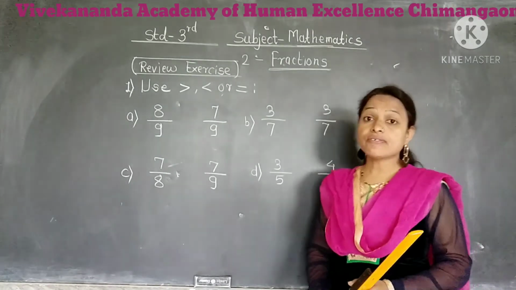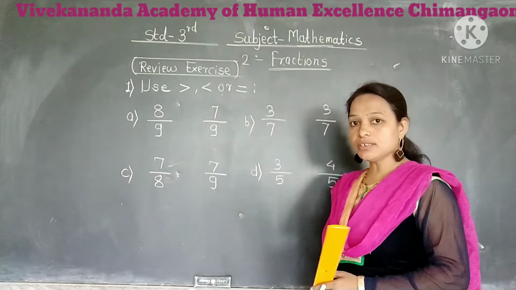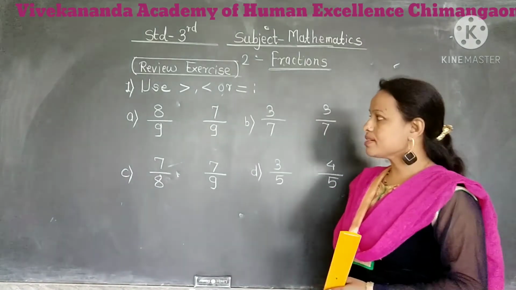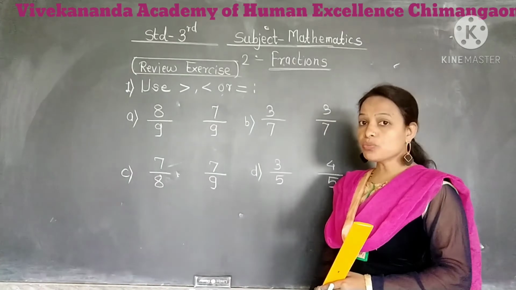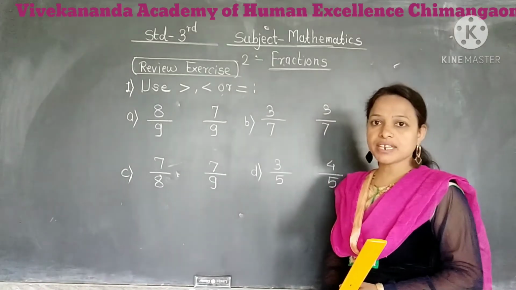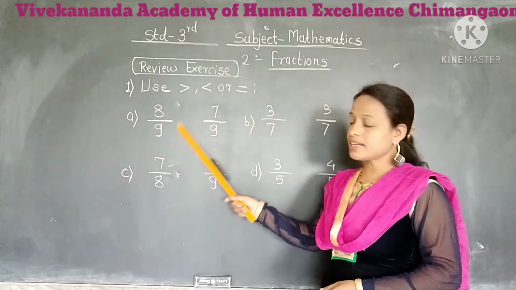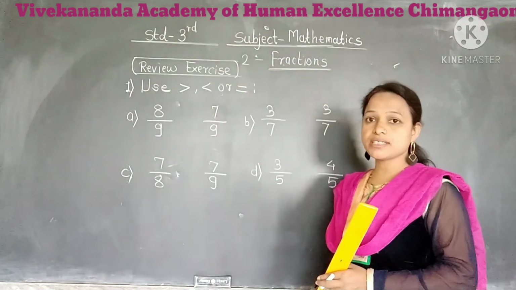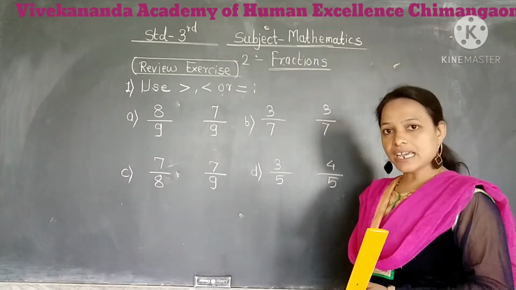So let's see the first example. 8 upon 9 and 7 upon 9. If you observe these fractions, these are like fractions. Which are called like fractions? Those whose denominators are the same. 8 upon 9, its denominator is 9, and 7 upon 9, its denominator is 9. Both have the same denominator. So, these are like fractions.